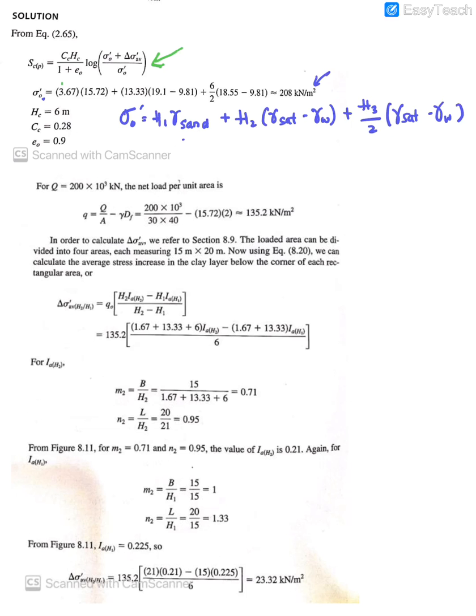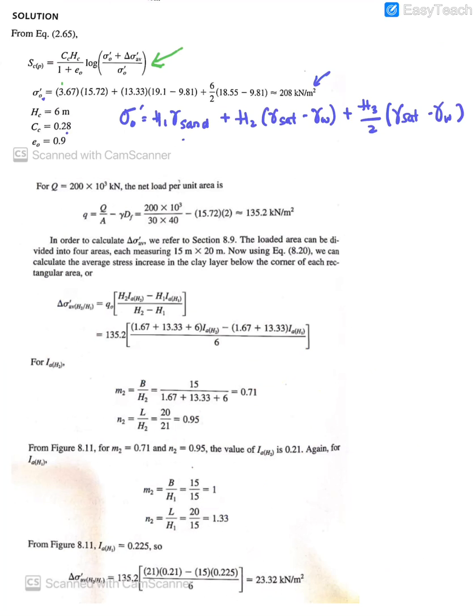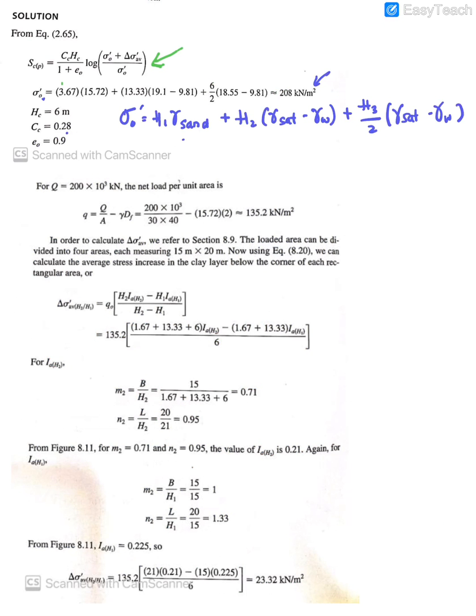Okay, so Hc is 6 meter, Cc is 0.28, and e naught is 0.9, given here in the question. Hc is the height of the clay layer here, so Hc is 6 meter.